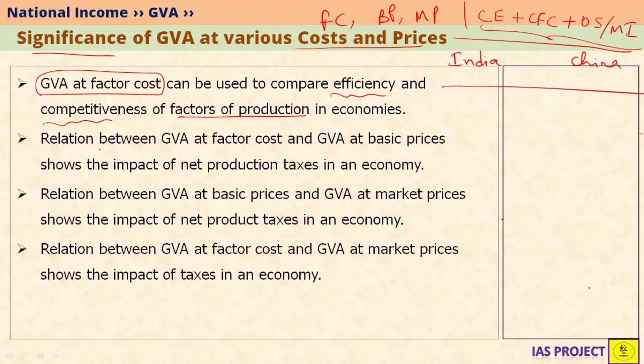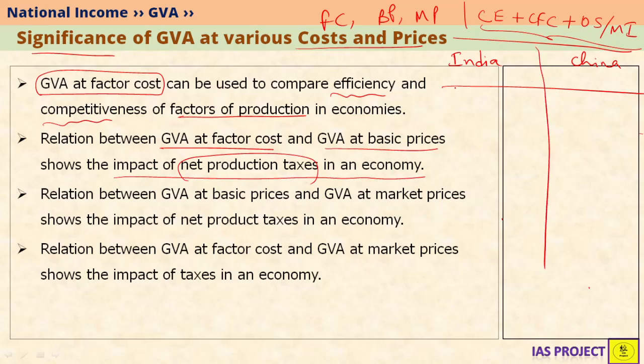Let's go on to the next point. The relation between GVA at factor cost and GVA at basic prices shows the impact of net production taxes in the economy. Let's understand this with the same example of India and China. Let's say GVA at factor cost in India is 100 and GVA at factor cost in China is 500. This is because China is a bigger economy.